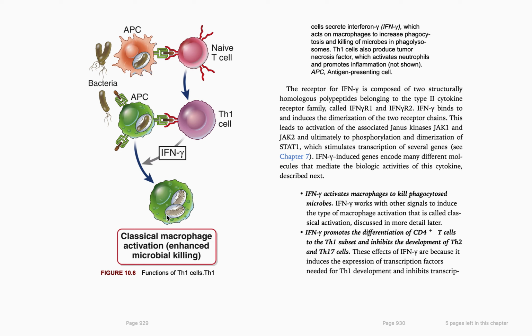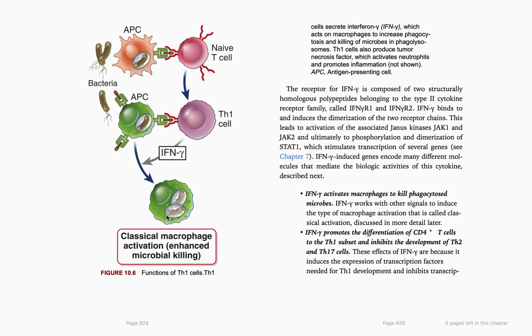Interferon gamma-induced genes encode many different molecules that mediate the biological activities of this cytokine, described next. Interferon gamma activates macrophages to kill phagocytosed microbes. Interferon gamma works with other signals to induce the type of macrophage activation that is called classical activation, discussed in more detail later. Interferon gamma promotes the differentiation of CD4 T cells to the T helper 1 subset and inhibits the development of T helper 2 and T helper 17.